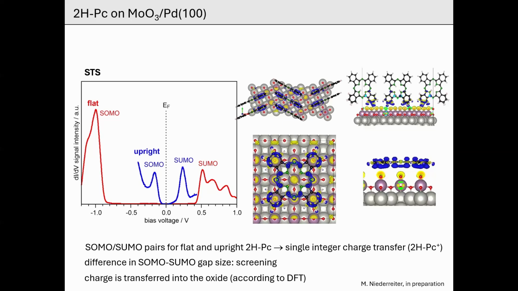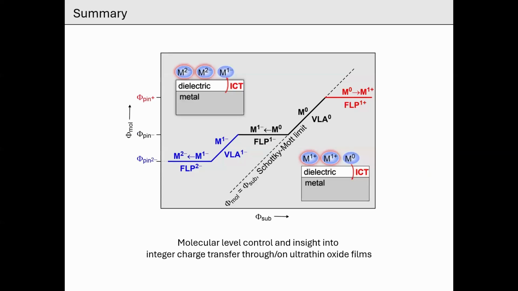So if we take STS data on top of these molecules, we see some SUMO gap, which is quite small for the upright molecules, for the standing ones, but big for the flat ones. The difference is here screening. So the standing ones, they're quite close to each other. We have intermolecular interaction or intermolecular electron screening, which reduces the SUMO gap quite a bit. For the flat ones, they are unscreened because they are lying on this oxide surface. So we get a huge SUMO gap. Good. And I'm at the end, good in time.